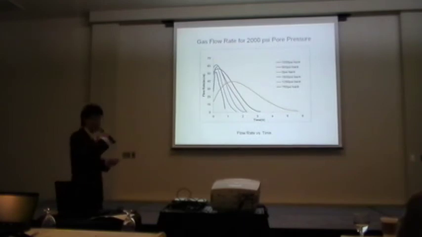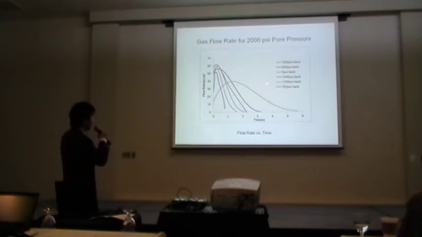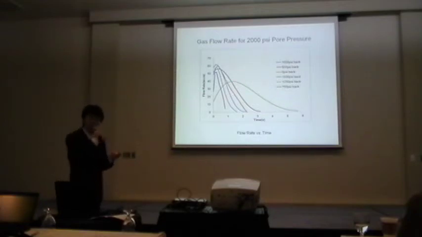Here is our flow rate under different back pressure. This is what we want to observe from our previous hypothesis, because different back pressure results in a different flow rate. That's very important. If we can find the optimum flow rate with a certain back pressure, we can optimize the gas production.